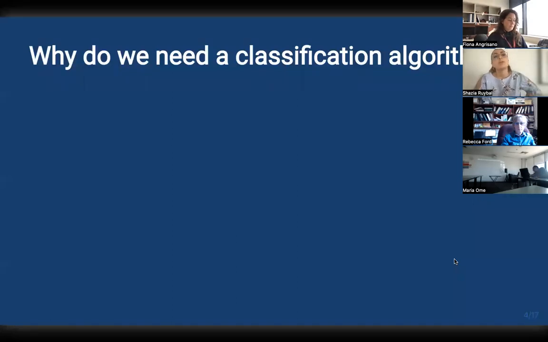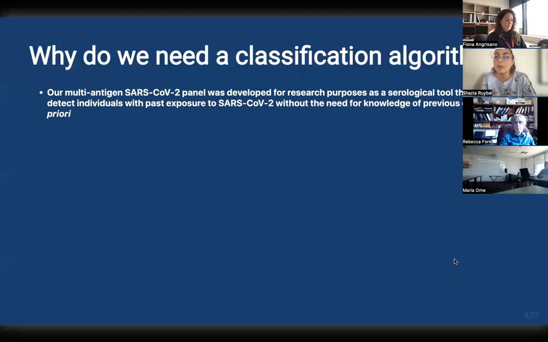So first of all, why do we need a classification algorithm? As you know, the multi-antigen SARS-CoV-2 panel that we developed was developed, first of all, for research purposes. So this isn't a diagnosis tool or a diagnostic. It's a serological tool that allows us to detect and identify individuals that had past exposure to SARS-CoV-2. And the nice thing is that we don't need to have the knowledge of previous exposure.